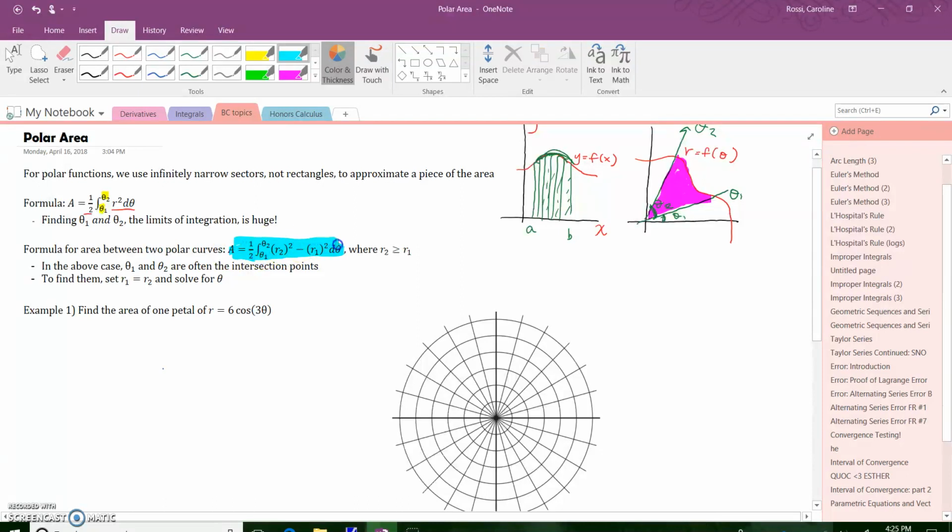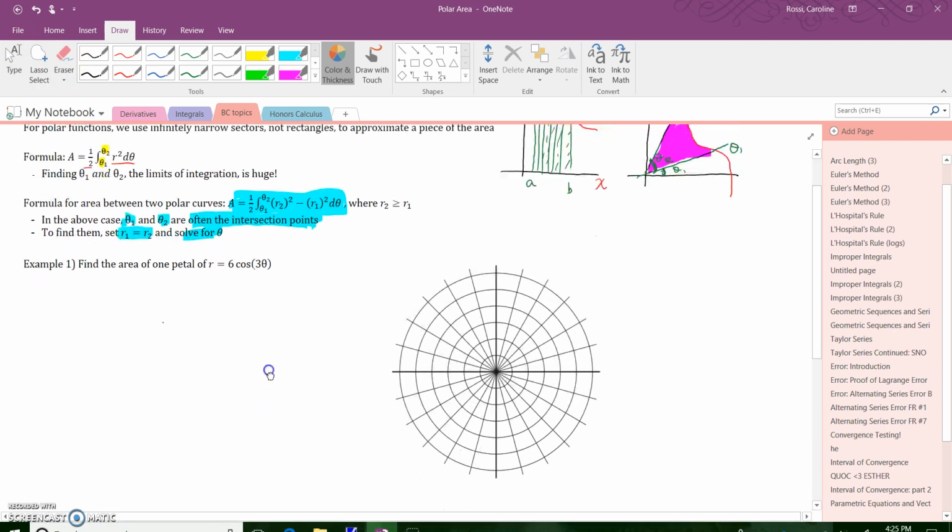And this is if I have two functions and I'm finding the area between the two polar functions. In that case, theta 1 and theta 2 will often be intersection points. In AP free responses, they're usually going to have two polar functions, and you'll find the area between them. Sometimes they give you theta 1 and theta 2. If not, you just set r1 equal to r2 and solve for theta.